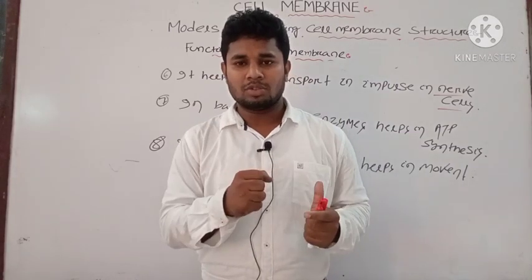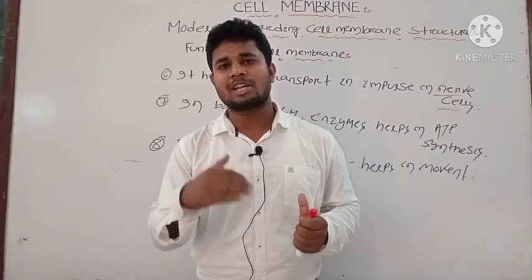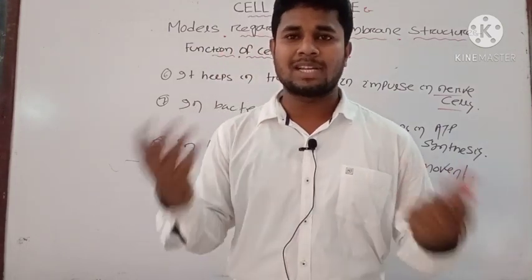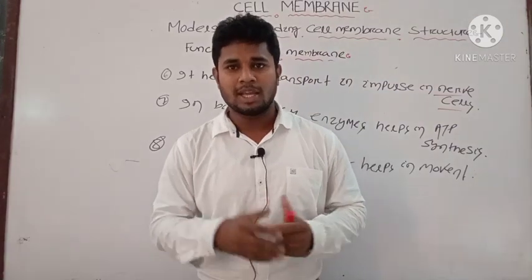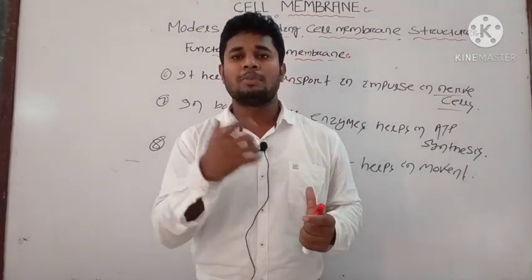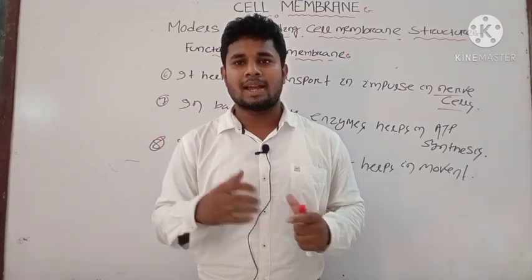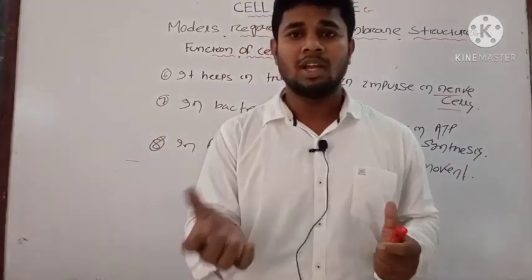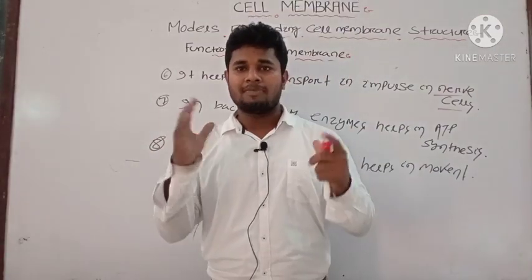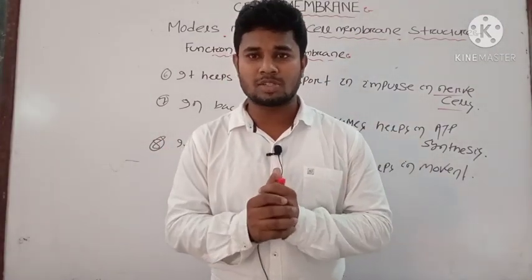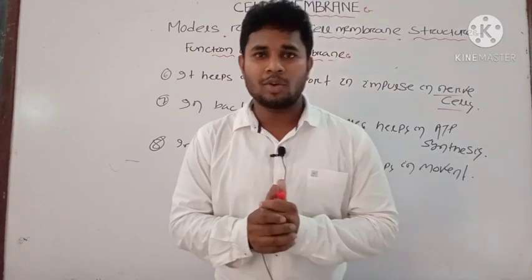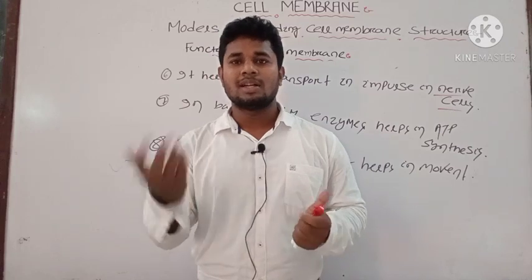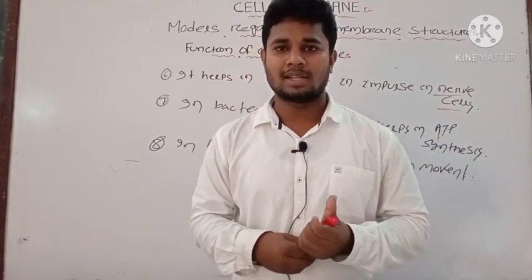Then in the fluid mosaic model you can see the transport of molecules by two methods. One is your passive transport and another one is your active transport. In passive transport you have seen the simple diffusion process and osmosis process, and in the active transport process you have seen the involvement of energy in the form of ATP. Okay, and finally we have discussed some important functions of the plasma membrane. Today we complete this lecture. Next class we will discuss some other cell organelles. Thank you.